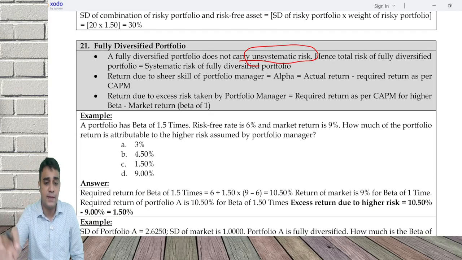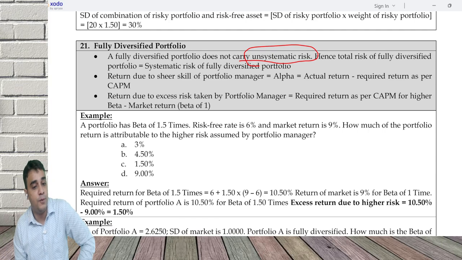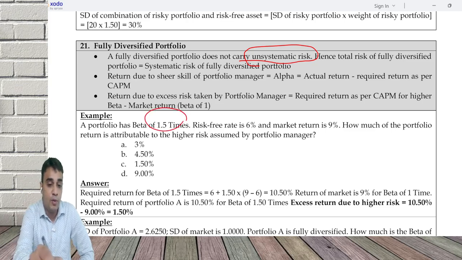A portfolio has a beta of 1.5. Risk-free rate is 6%. Market return is 9%. How much of the portfolio return is attributable to the higher risk assumed by the portfolio manager? What is the beta of the portfolio? Can you tell me what is the CAPM return?